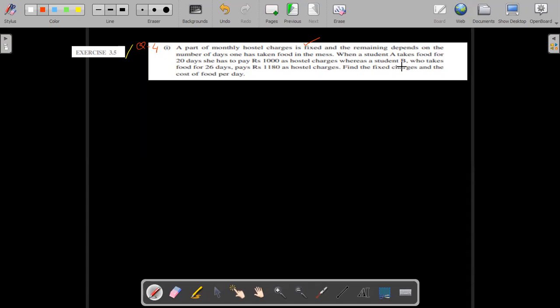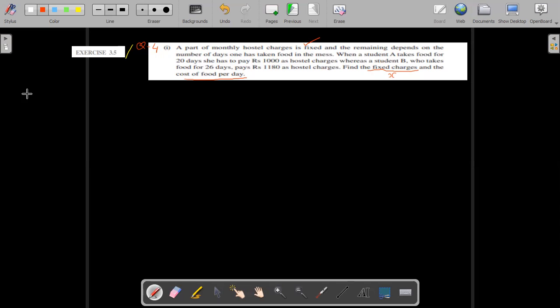When a student A takes food for 20 days, he has to pay rupees 1000 as hostel charges, whereas B for 26 days pays 1180 as hostel charges. Find the fixed charge and the cost of food per day. So it's very important to check what we have to find. To find the fixed charges, we will take X, and the cost of food per day, that we will take Y.